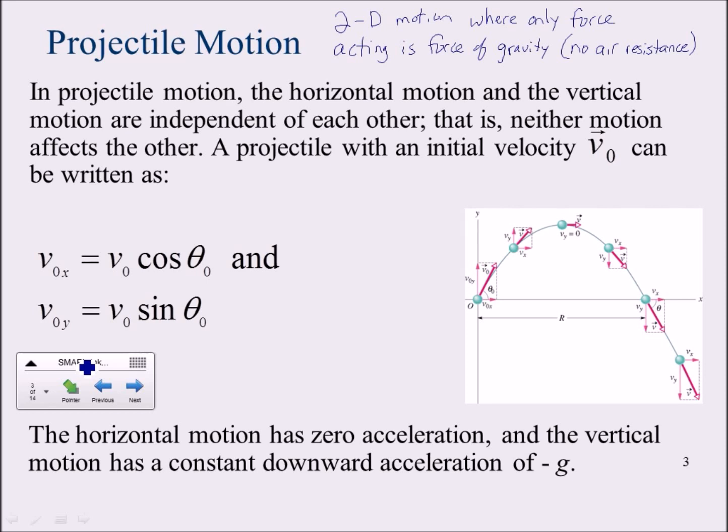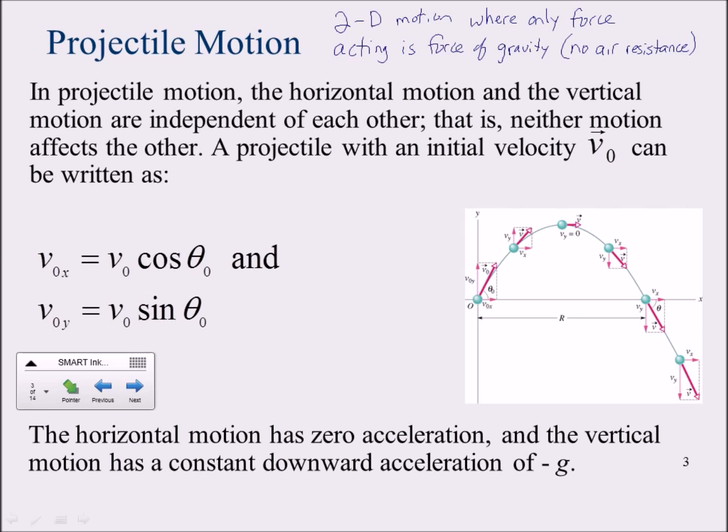Now this definition might seem familiar. Earlier, when we looked at one-dimensional motion, we talked specifically about free fall. And the definition of free fall was one-dimensional motion where the only force acting is the force of gravity. Projectile motion is the two-dimensional version of that. In fact, free fall is the special case of projectile motion where there's no horizontal motion, where it just goes straight up and straight down.